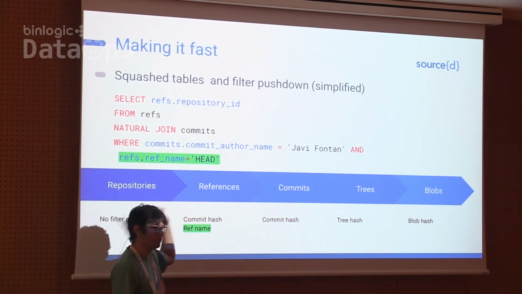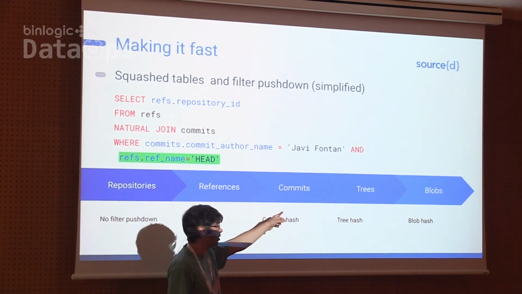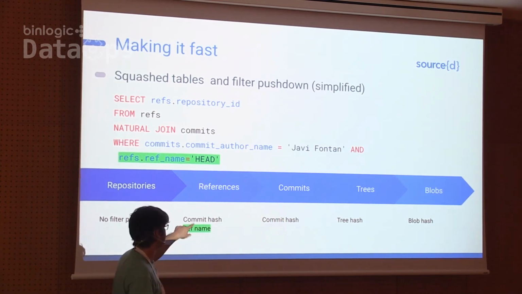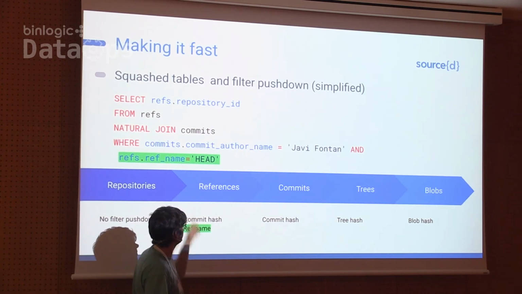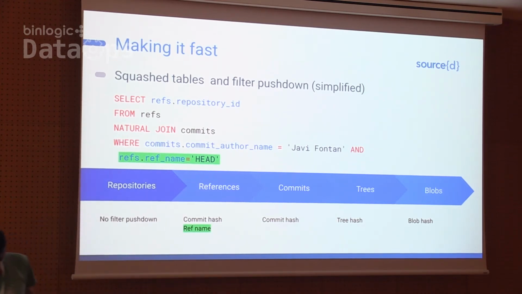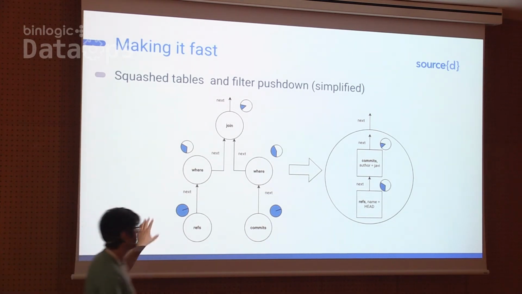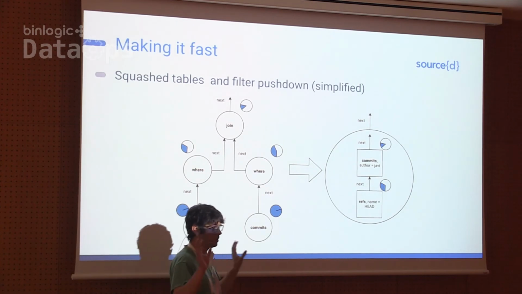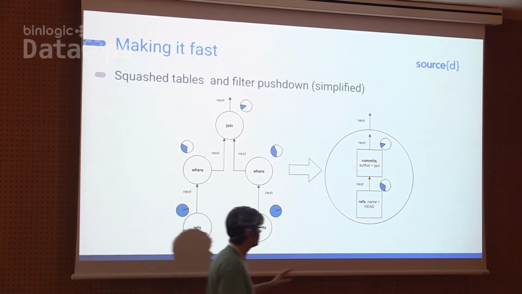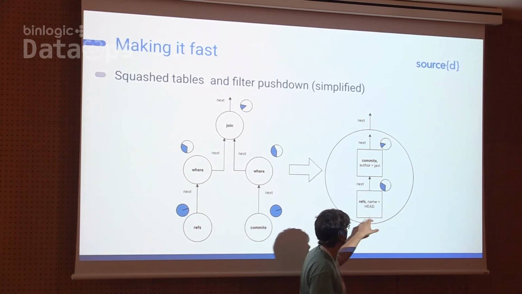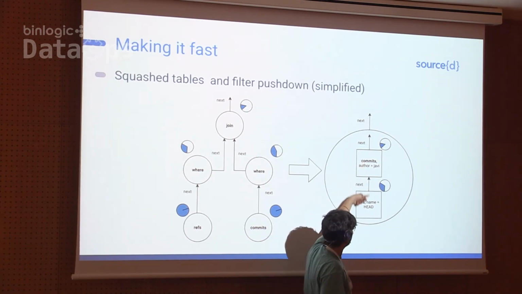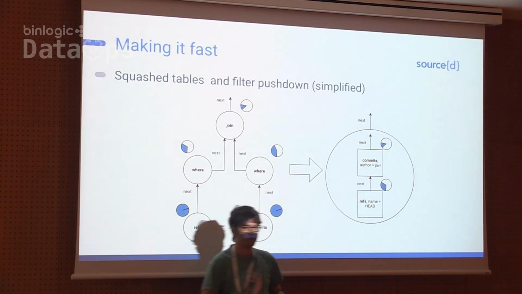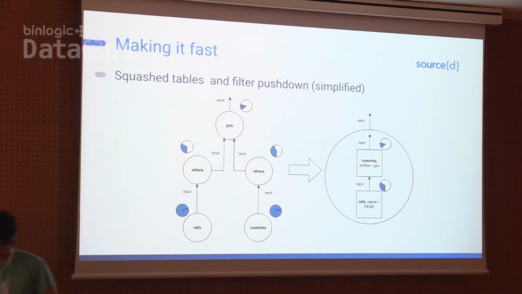And then the squash table kicks in. When it goes to commits to retrieve them, it will only retrieve the commits that belong to the references that we got before. So in a more graphical way, we're converting what we had before into a virtual table that knows how to retrieve only the references from here and only the commits that belong to these references. So we are getting many fewer objects and consuming much less CPU and IOPS than before.